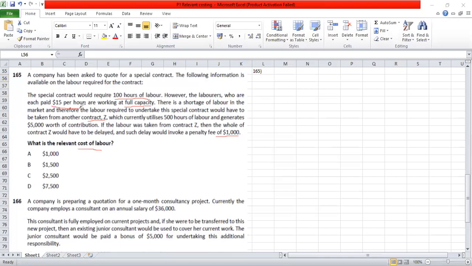If one product is stopped or contract Z is closed, we should also consider 5,000, but that is not closed, it is only delayed. If not this month, they will receive it in the next month, so it is only a temporary adjustment. But as against this adjustment, now they have to pay 1,000 additional cost. Instead of paying it, they rather collect it from the special order. So the relevant cost would be 100 hours at $15 per hour, plus a penalty of 1,000. Okay, let's put this one, cost of labor.